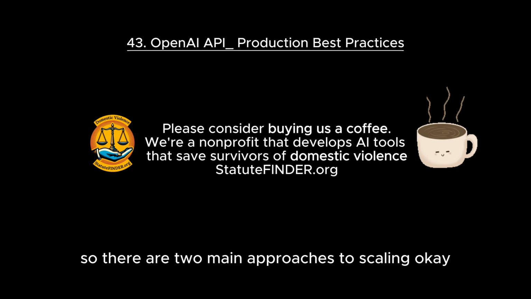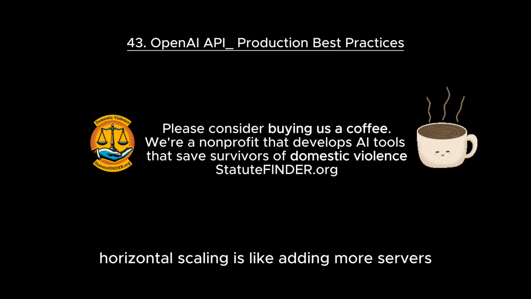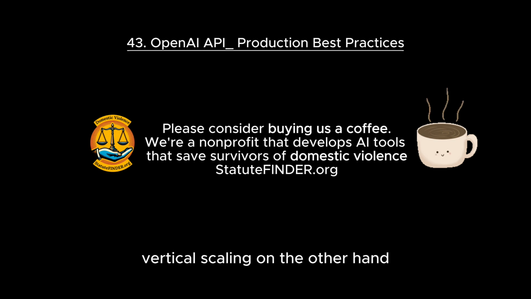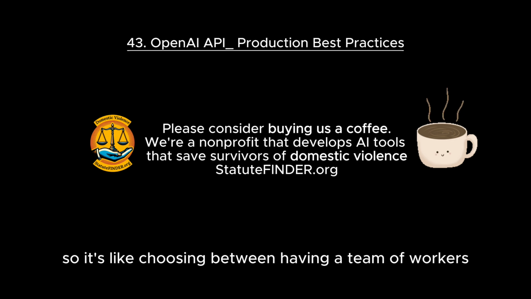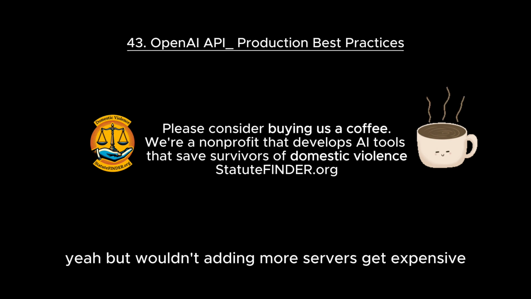So there are two main approaches to scaling: horizontal scaling and vertical scaling. Horizontal scaling is like adding more servers, spreading the workload across multiple machines. Vertical scaling, on the other hand, is about beefing up a single server, giving it more power and resources. So it's like choosing between having a team of workers or one super-powered worker. Exactly. But wouldn't adding more servers get expensive really quickly?